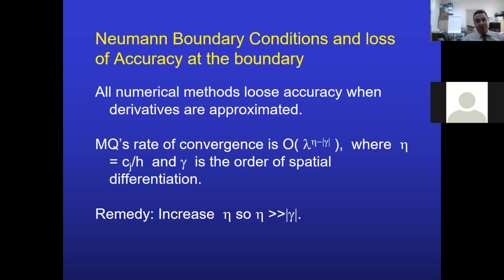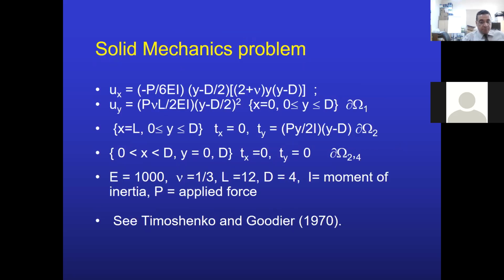So one way to do this is to increase mu, which is the ratio of C, the shape parameter, over the mesh spacing. So you can increase the shape parameter C and/or decrease the spacing between points. It's cheaper to do it by increasing the shape parameter. Next slide.